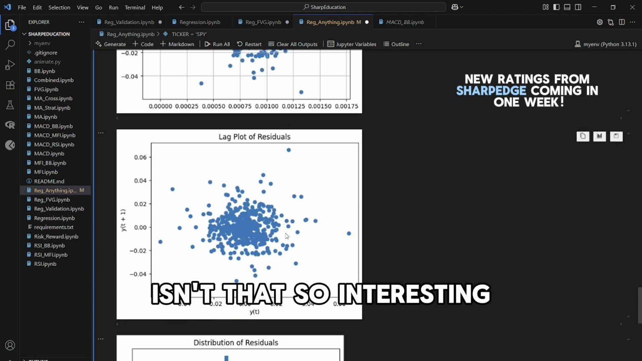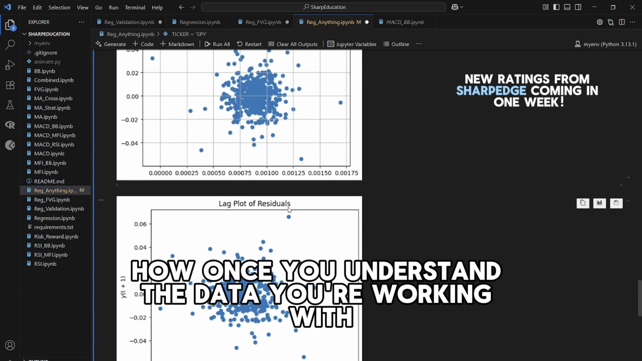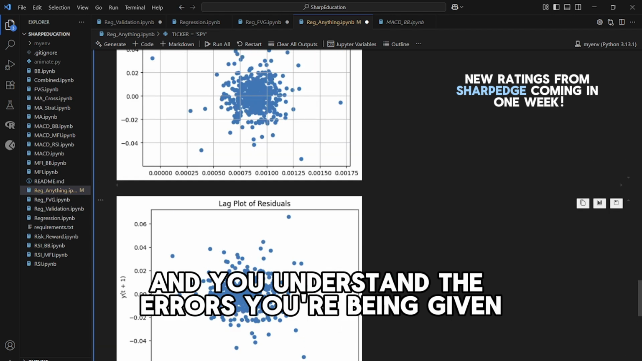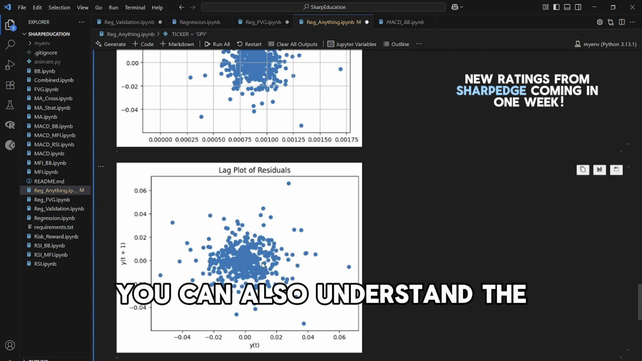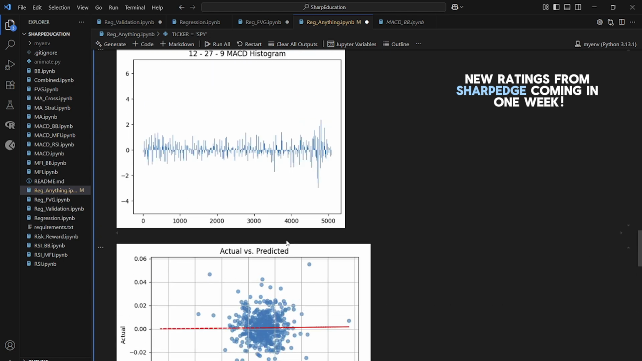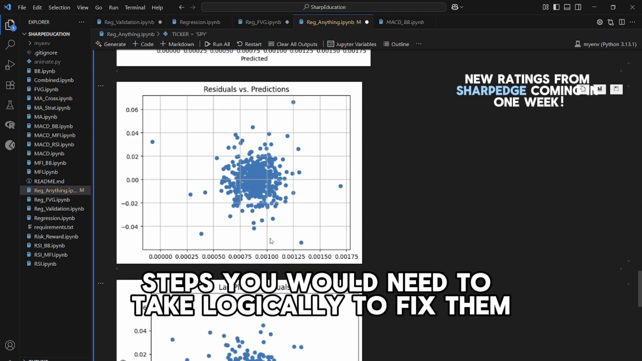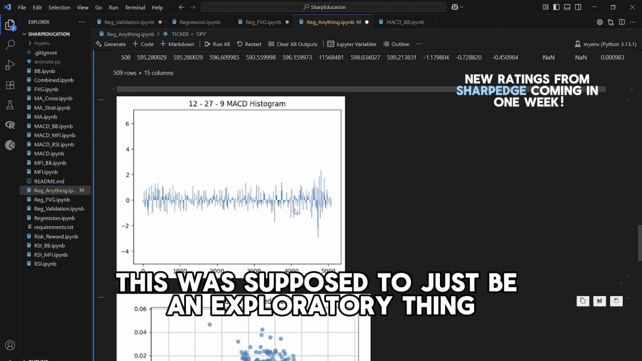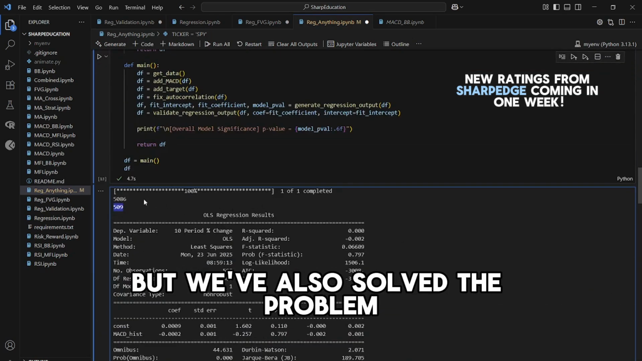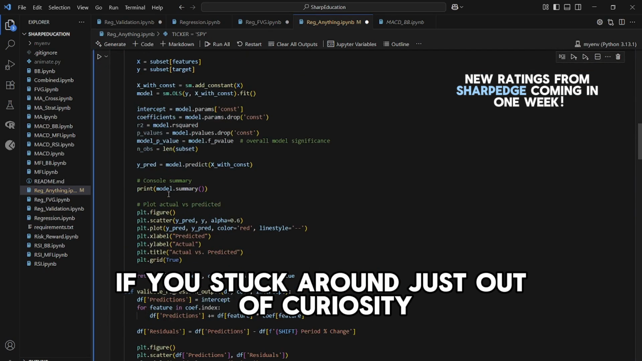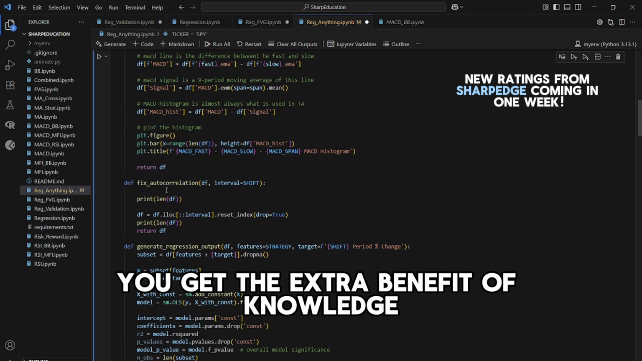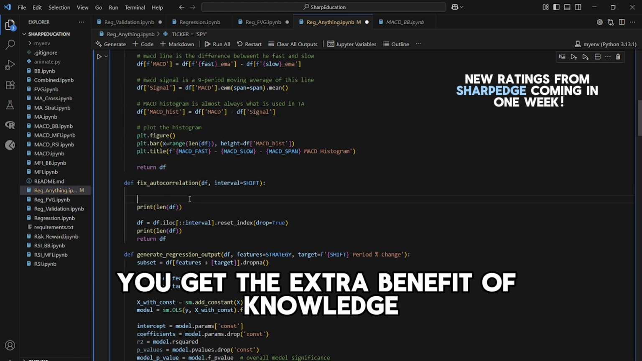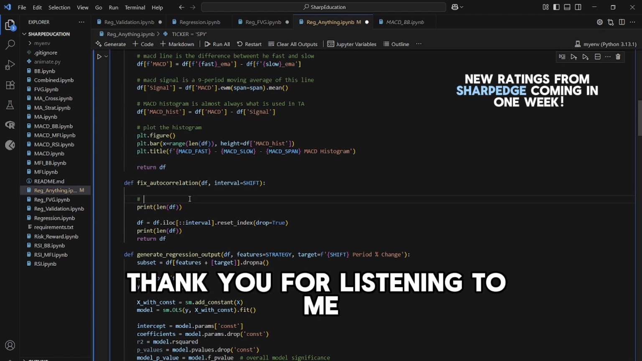Isn't that so interesting? How once you understand the data you're working with and you understand the errors you're being given, you can also understand the steps you would need to take logically to fix them. So I know this was supposed to just be an exploratory thing, but we've also solved the problem. So congratulations if you stuck around just out of curiosity. You get the extra benefit of knowledge. Thank you for listening to me.